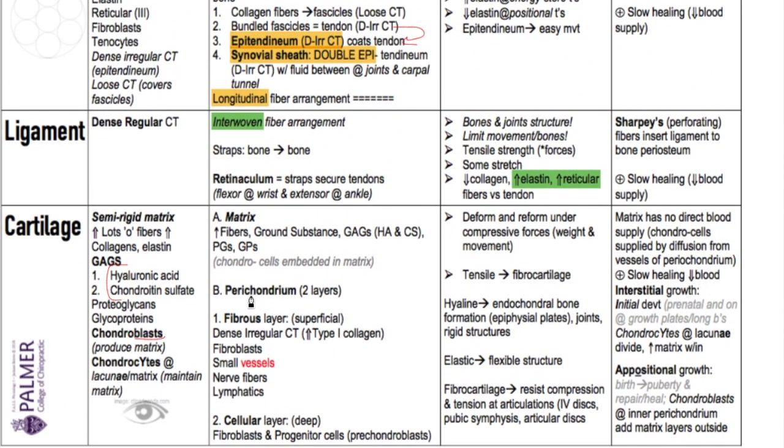But perichondrium has two layers. Where perichondrium exists, it has two layers. It has an outer fibrous layer and then a deeper cellular layer.